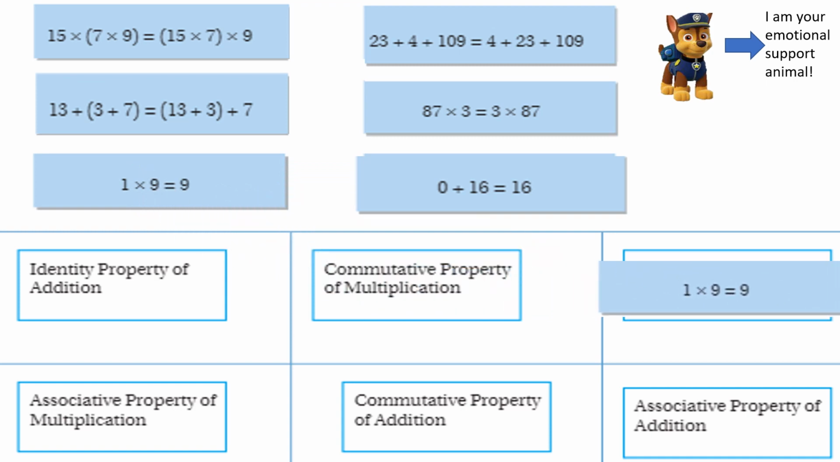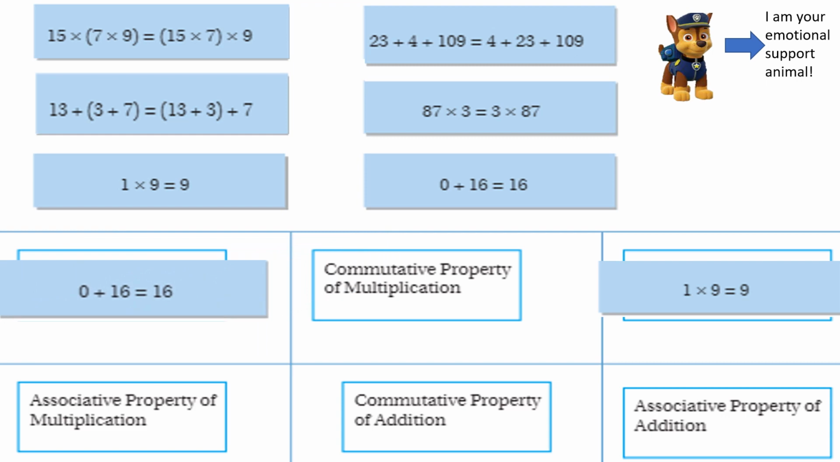Now we have the identity property of addition. It's very similar to the identity property of multiplication, except it's addition, not multiplication. Let's say 0 plus 2. Once again, 0 plus 2 always makes 2 because the rule is, just like multiplication, anything plus 0 equals itself. So that means 0 plus 16 equals 16 goes to the identity property of addition.